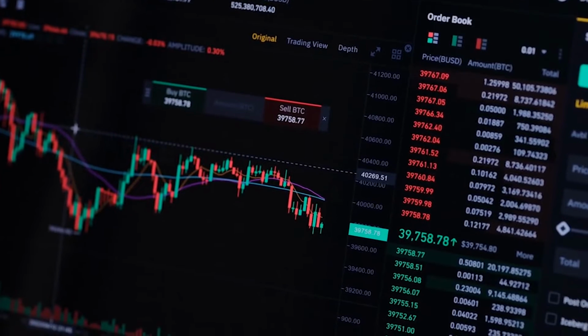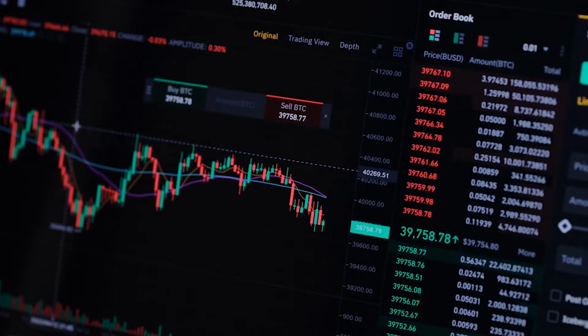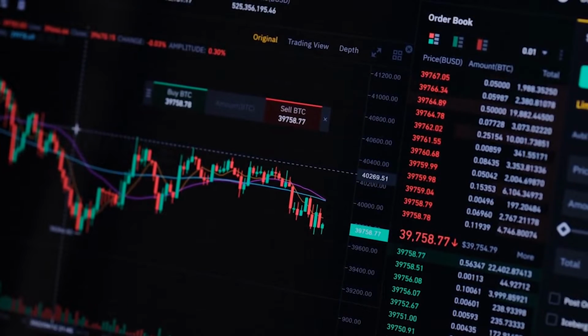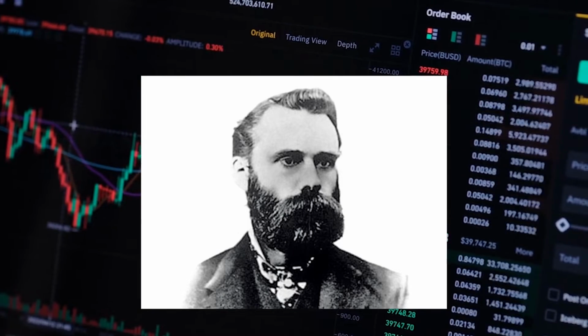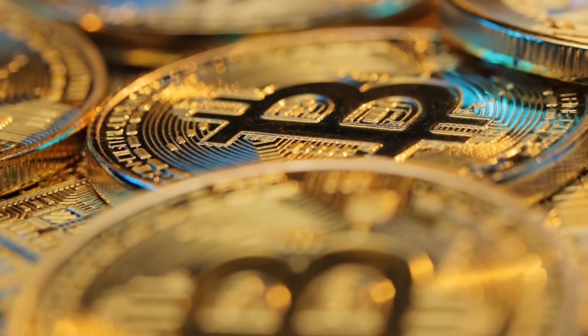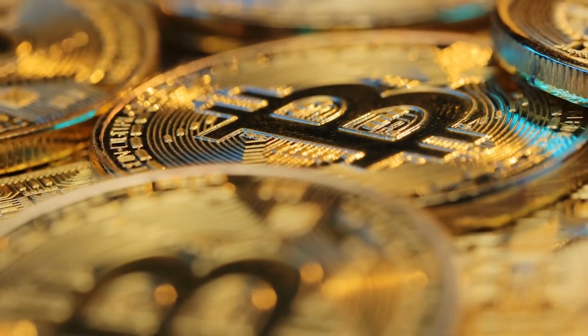To begin with, let's consider the Dow theory, a long-standing kind of technical analysis developed by Charles Dow. So what exactly is Dow theory, and how do its principles apply to cryptocurrency? This theory is divided into 6 parts.